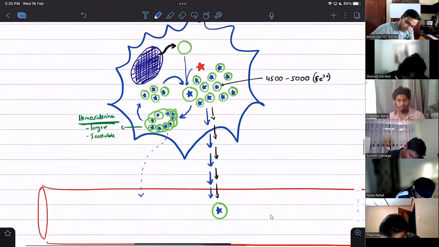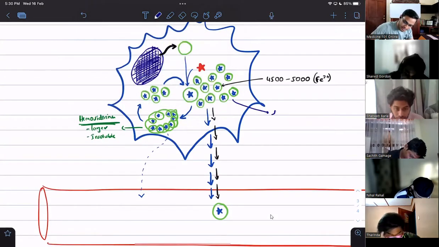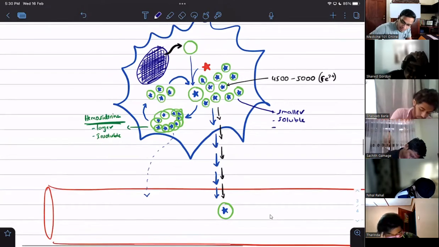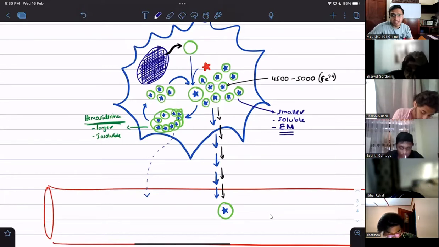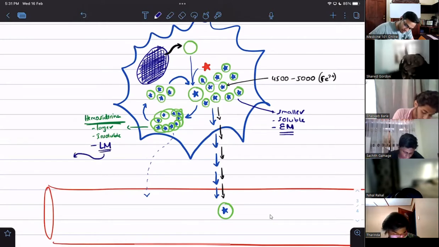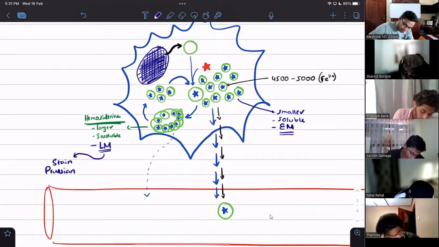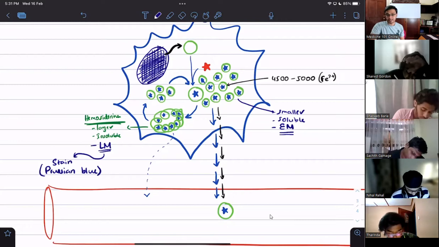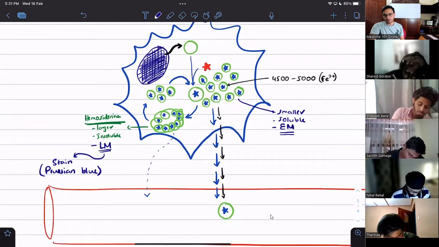Now, here are some important things. So what do we know about ferritin now? This is much smaller, and these are soluble, guys. That's why they can be brought into the circulation, right? They're soluble, and they are so small you can see them only on electron microscopy. Hemosiderin, they are much larger. You can see them on light microscope. Only problem is you need to use this stain, guys. We call it Prussian blue. Prussian blue stain, under light microscopy, you can see hemosiderin. That's how large they are.